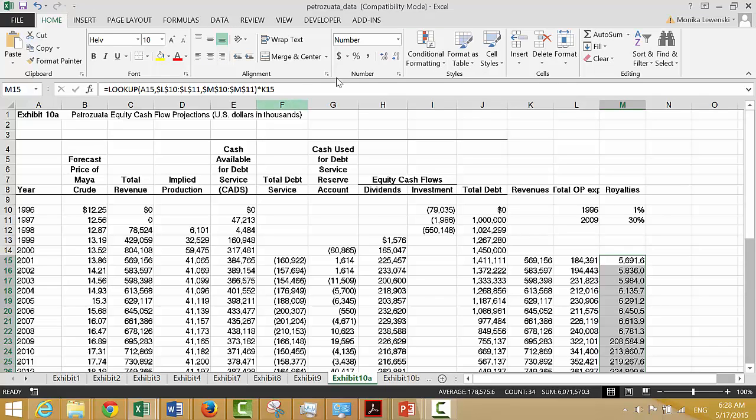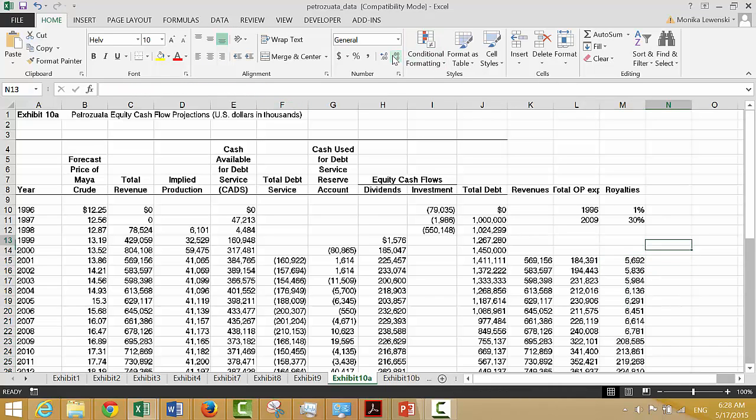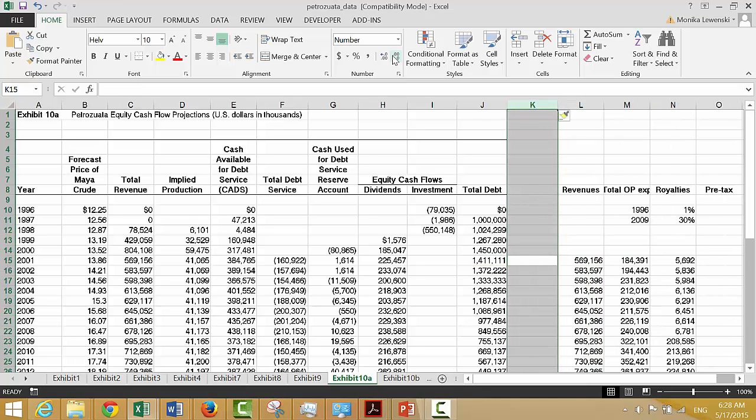How about we put pre-tax income? That should be the revenue. Let's do this. We need interest expenses on the total debt service, the total change in debt. So let's shift control space bar. Let's put change in debt.